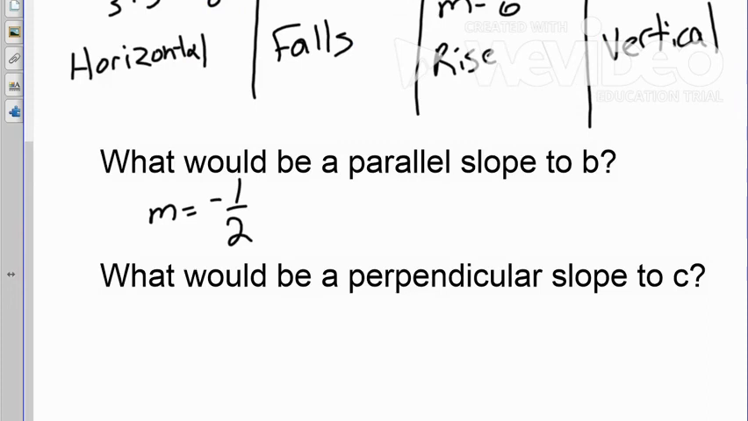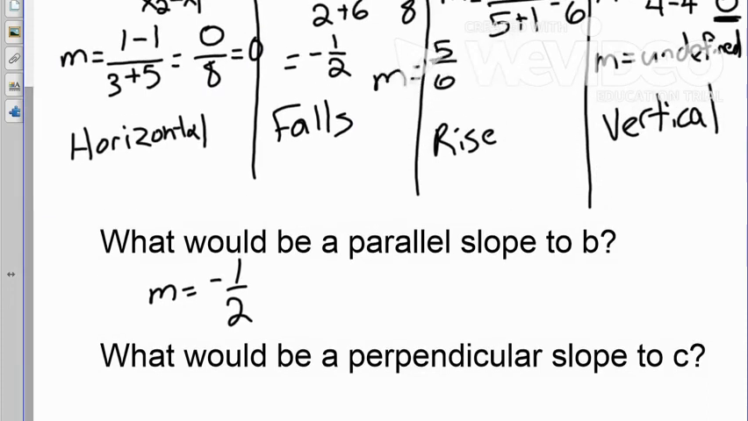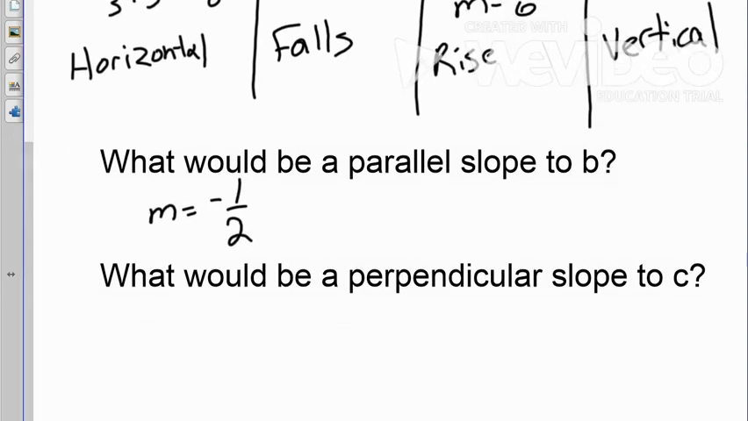And then for what would be a perpendicular slope to C, we have the slope right here. If I were to scroll down, we know that m is equal to 5/6. This would need to have a negative reciprocal of -6/5. So that is pretty much it for 3.4 here, you guys.